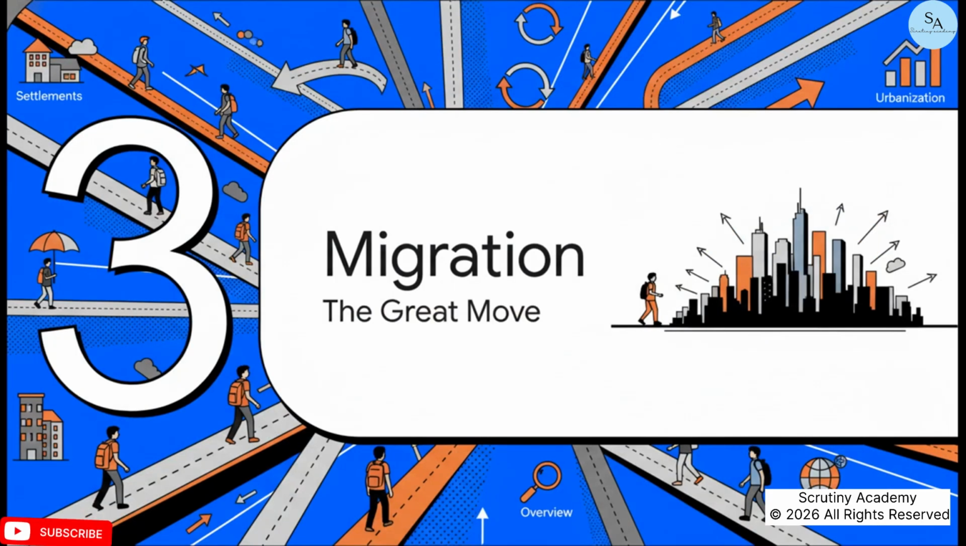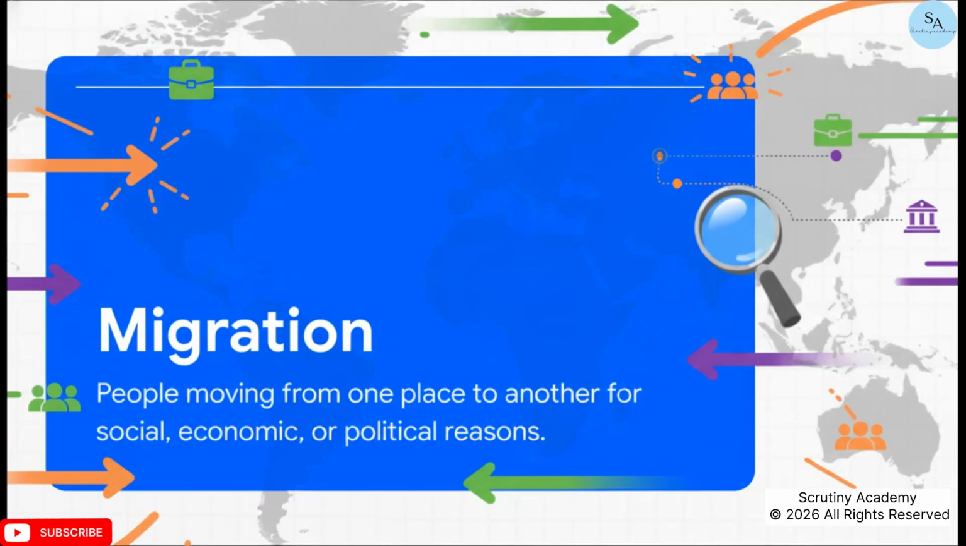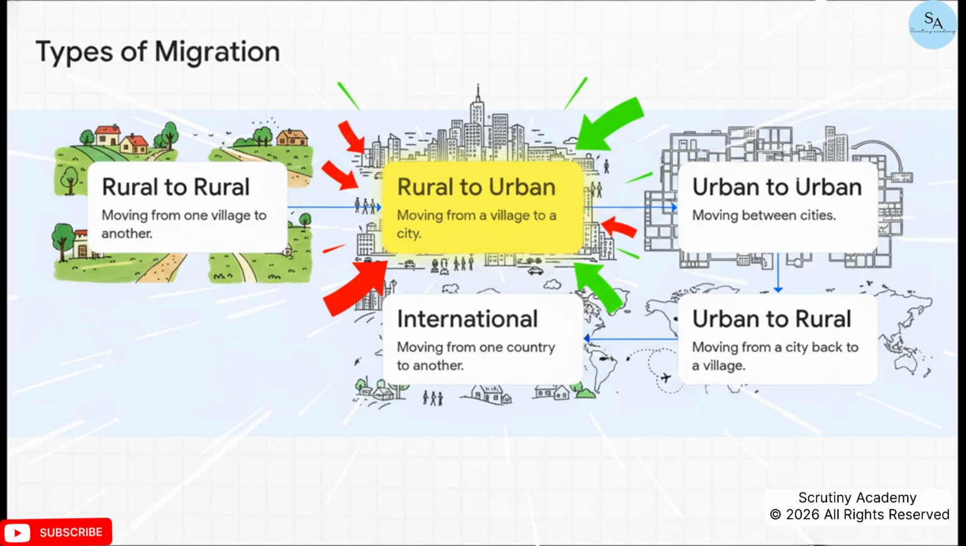Okay, let's switch gears a little and talk about the engine that's driving so much of this urbanization: migration. Another core definition for your exam: migration is simply the movement of people from one place to another. Now, this movement is driven by 2 big forces. You've got push factors, the reasons that make you want to leave a place, like no jobs, and pull factors, the things that attract you to a new place, like better schools or more opportunities.